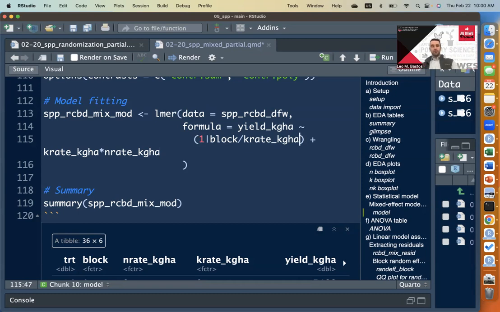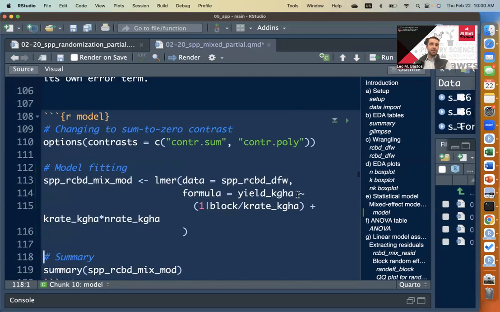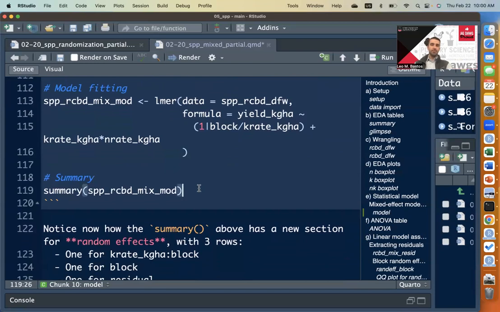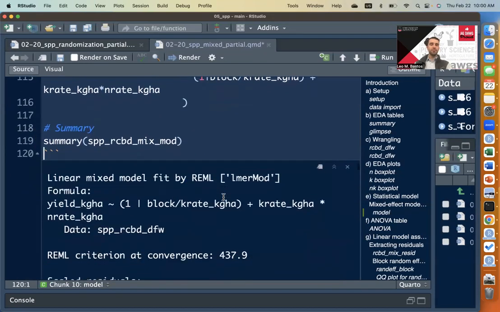All right, so let's go ahead and run this, and we can ask for a summary of this model.